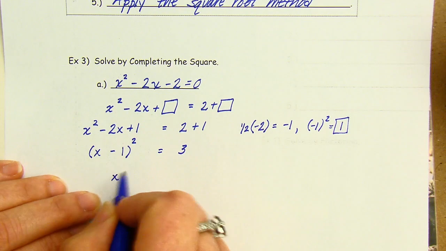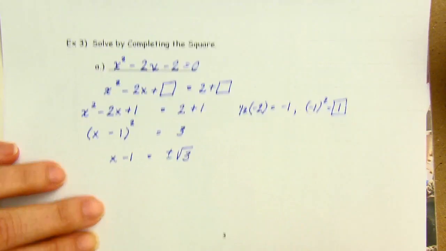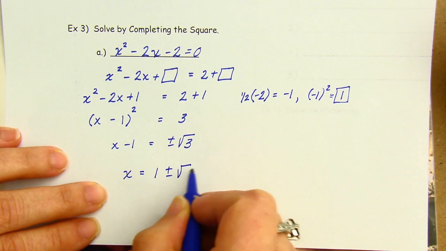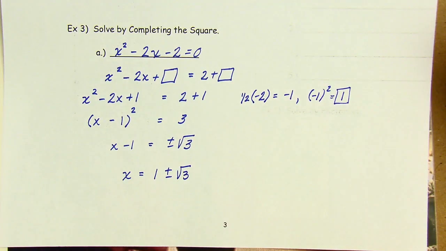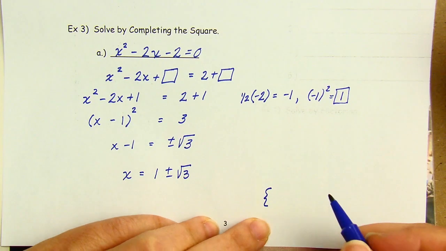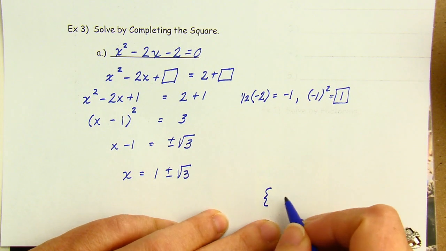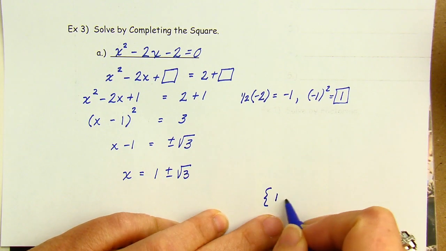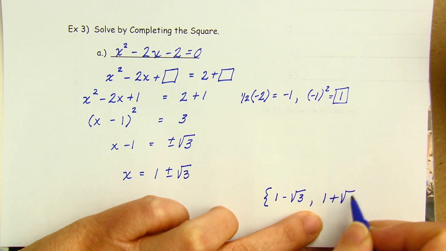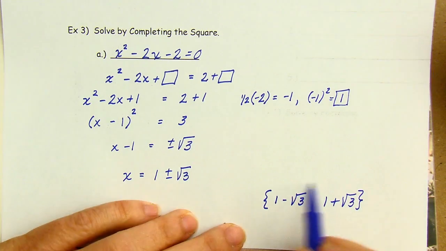Take the square root of both sides, you get x minus 1 equals positive or negative the square root of 3. And then move the 1 to the other side, I get x equals 1 plus or minus root 3. That's two solutions. Now, technically, at least on a calculator, you should check this. But I'm not going to take the time in the video to check this. So my two solutions are 1 subtract the square root of 3, and 1 add the square root of 3. Remember, all solutions for equations must go into set notation.